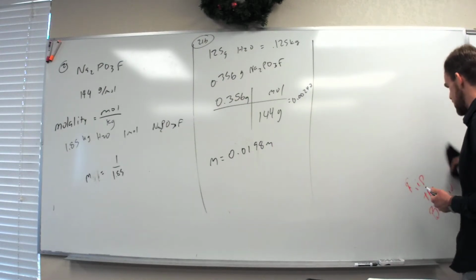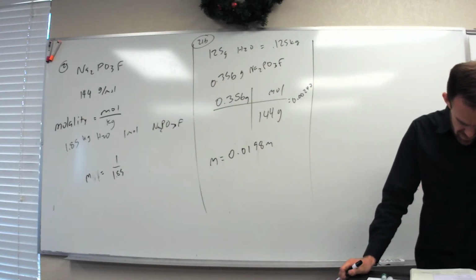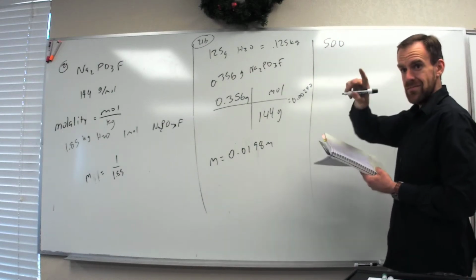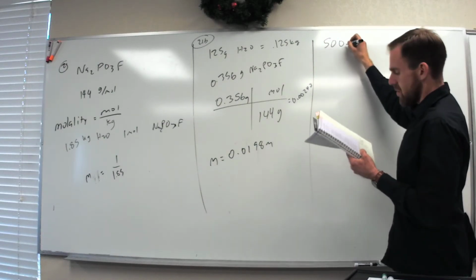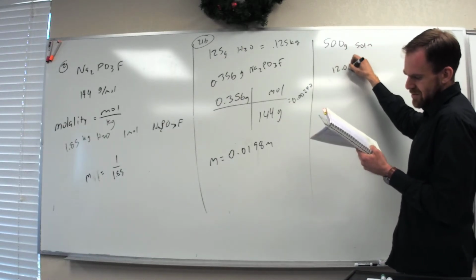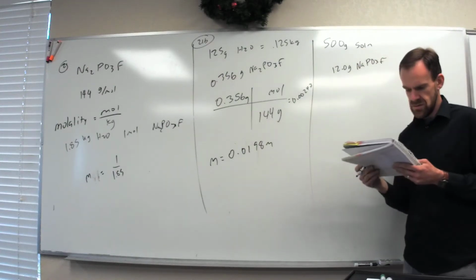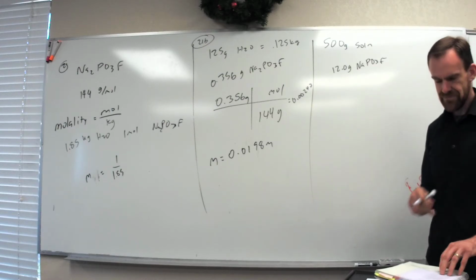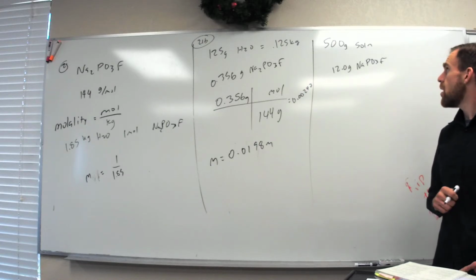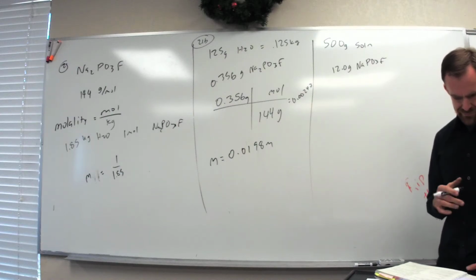Now I assume it will give it more complexity. So now we have 500 grams. New problem. You ready? New problem. 500 grams of solution and 12 grams of sodium monofluorophosphate. What's after 500 grams is like solution.